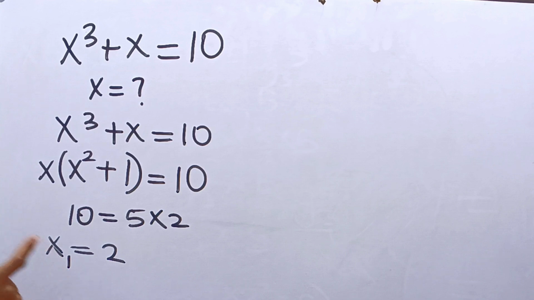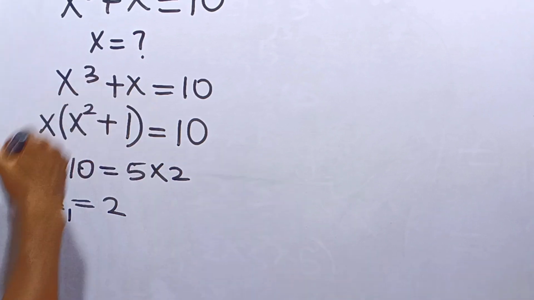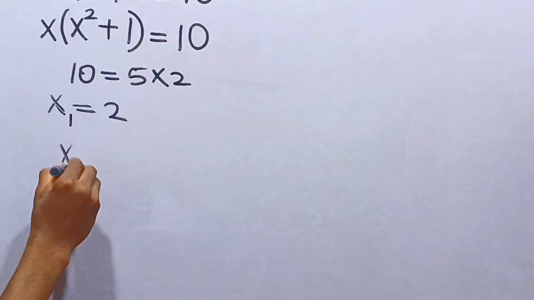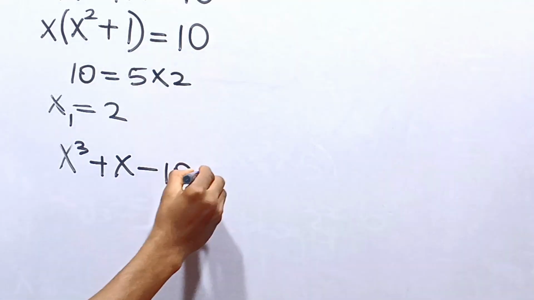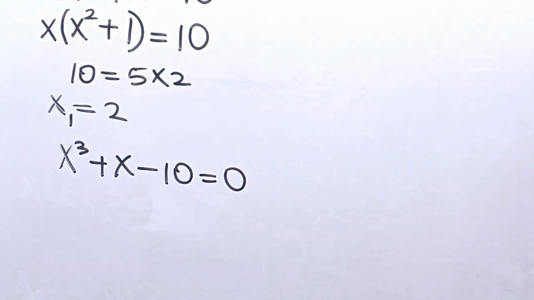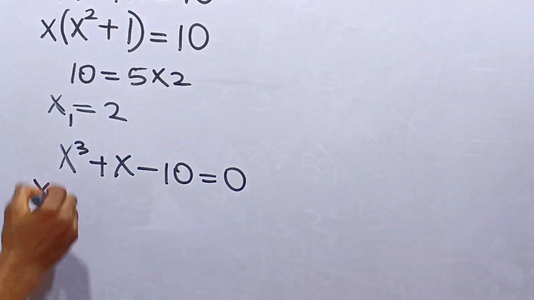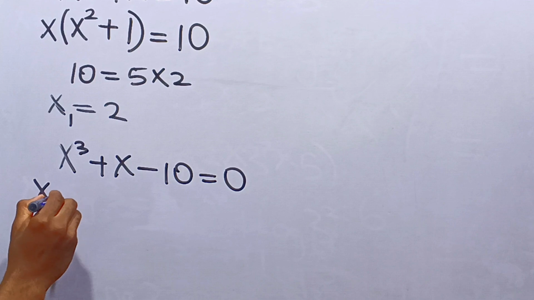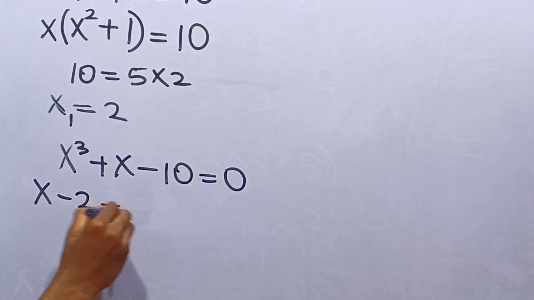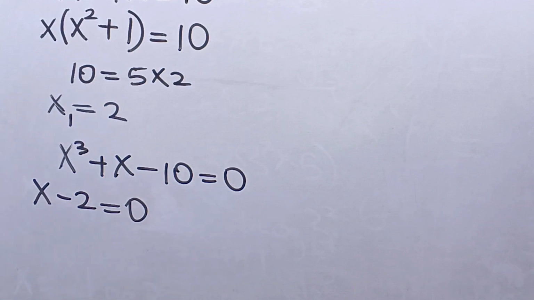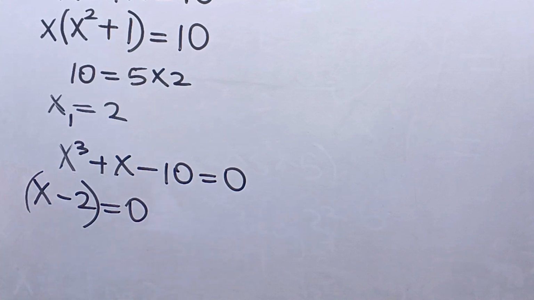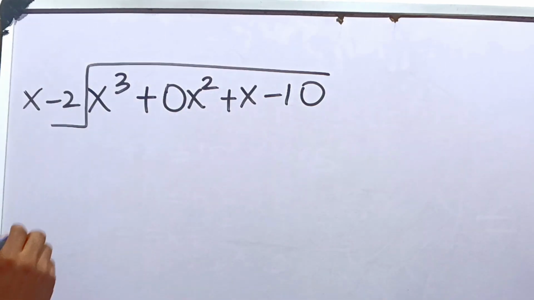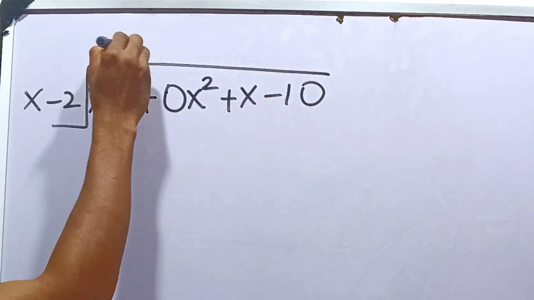So you can go ahead and make this a polynomial. So you have x cubed plus x minus 10 is equal to 0. Now from what we got here, x is equal to 2, making x minus 2 equal to 0. Now let's divide this polynomial by x minus 2 to get the remaining factor of this equation. Dividing this now, we have x cubed divided by x is x squared.